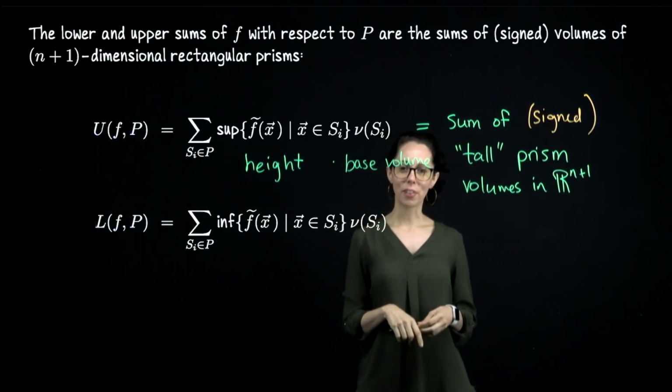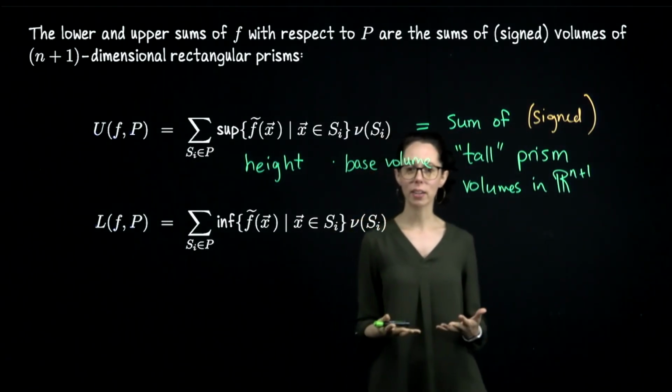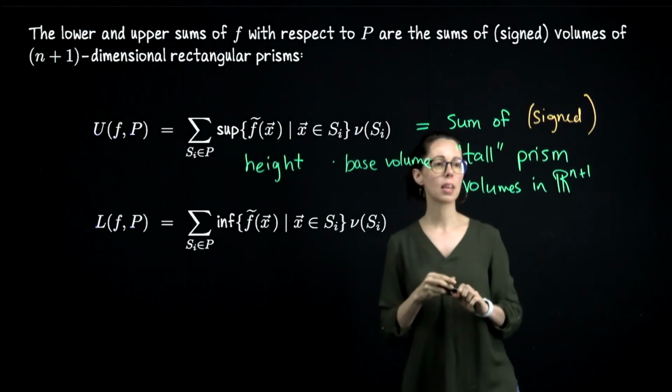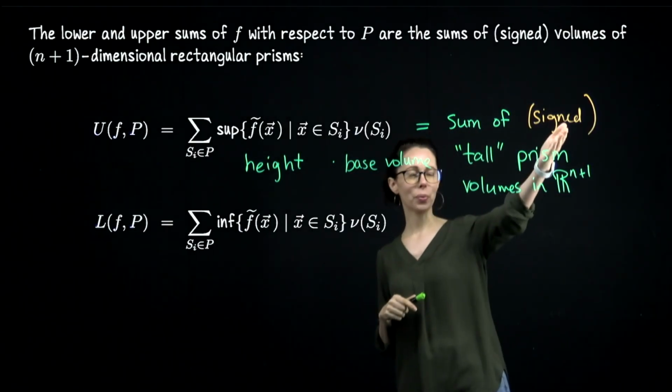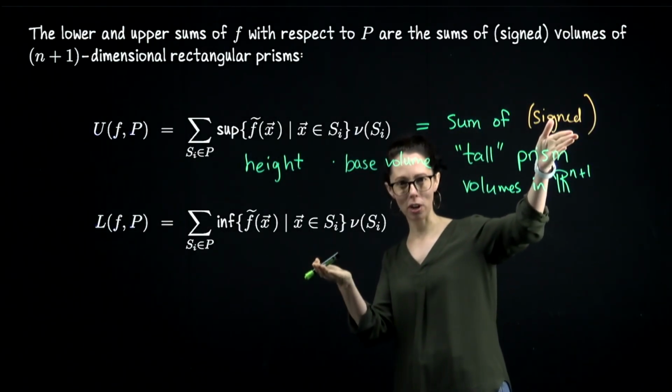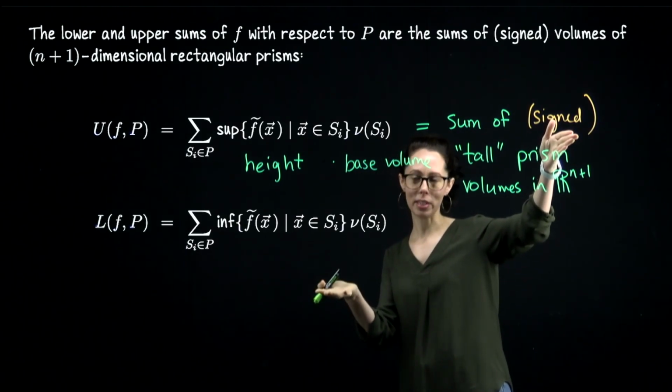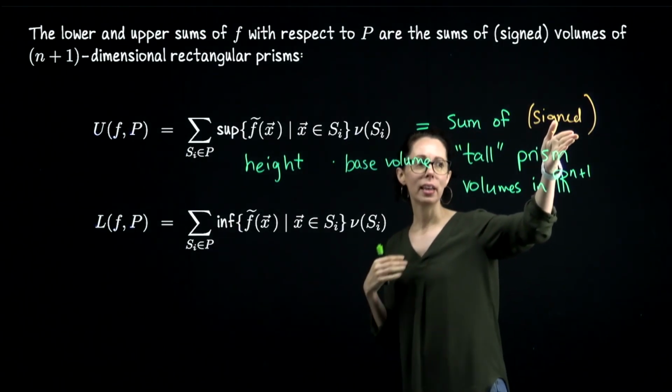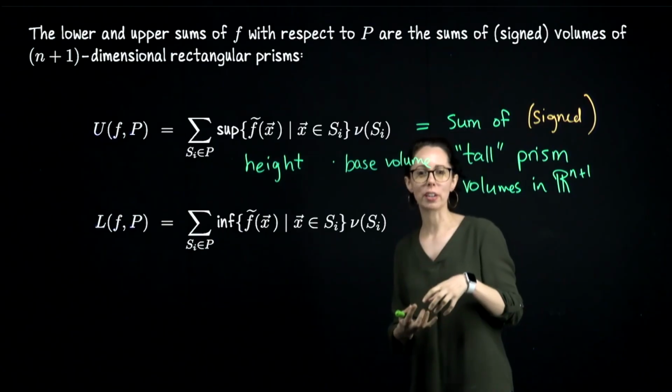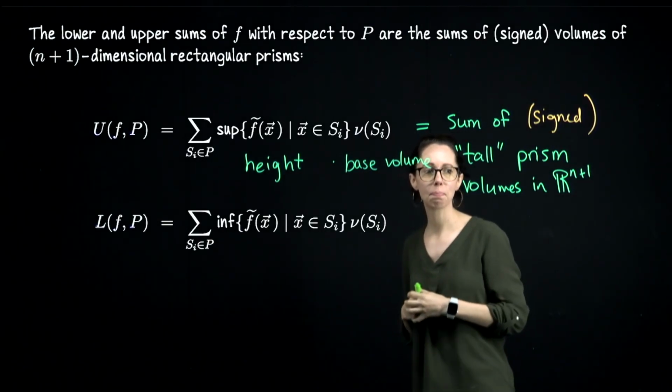Okay, so for functions of one variable, we talked about tall rectangles. Now we're talking about tall prisms. And I included here the word signed again, just in case those prisms drop below what in the previous picture looked like the xy plane. It would still be a geometric notion of volume, but it could pick up a negative sign.